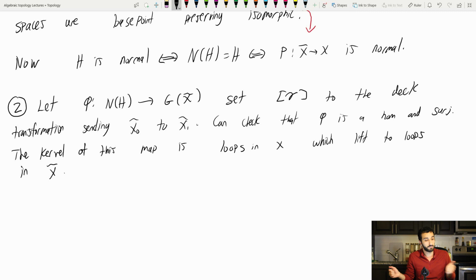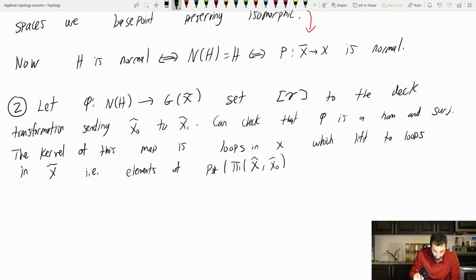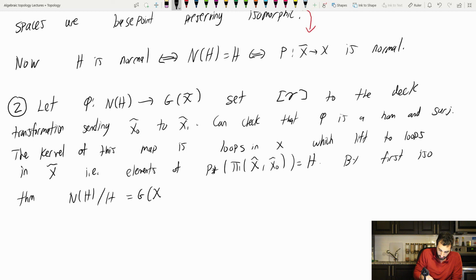So what are these, though? These are elements of, like, loops that lift to loops are elements of the induced map on fundamental groups, which we've called H. And again, by the first isomorphism theorem, NH mod H is isomorphic to the image G of X twiddle.